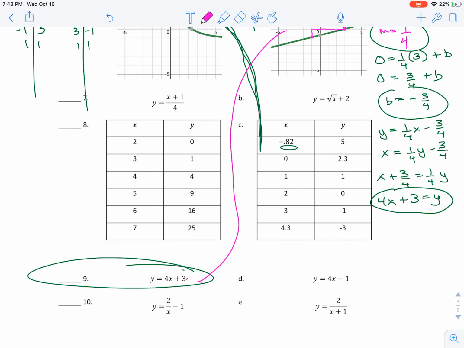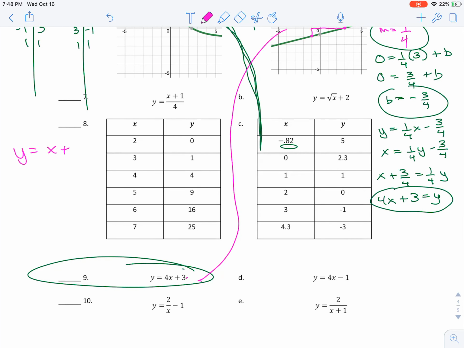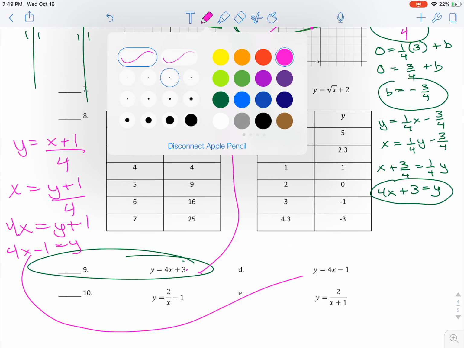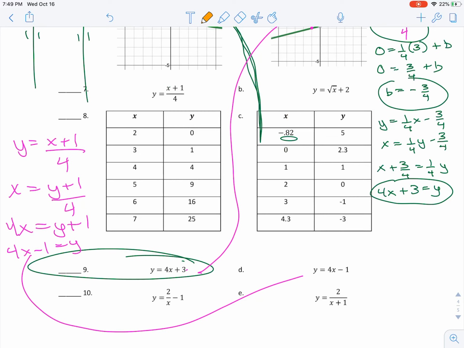Let's take a look at y equals x plus 1 over 4. And let's just find the inverse of that and hope it matches with one of the equations down here. So I'm going to switch x and y. I'm going to multiply both sides by 4. I'm going to subtract 1. And did we get it? We did. It's that one. So I'll use orange. And those two match.